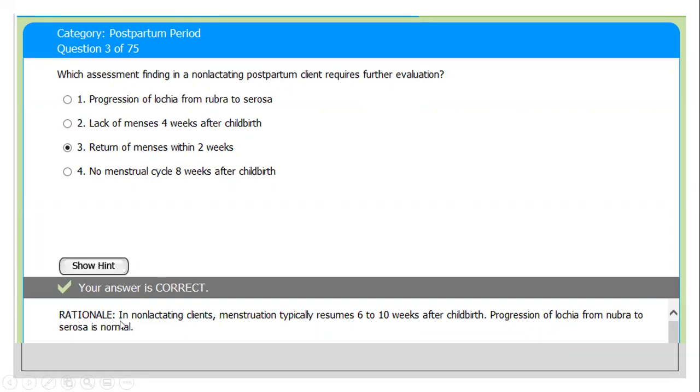Why? In a non-lactating client, menstruation typically resumes 6 to 10 weeks after childbirth. But number three, return of menstruation within 2 weeks, is wrong. And progression of the lochia from rubra to serosa is the normal finding.